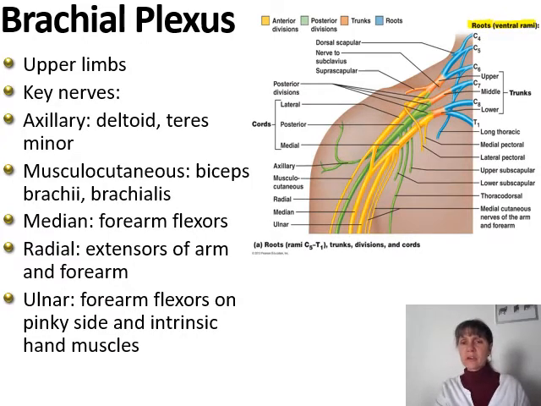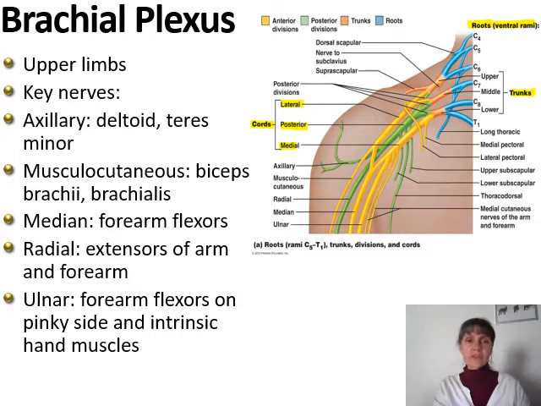These roots in blue will converge to form trunks. There's an upper trunk, a middle trunk, and a lower trunk that are illustrated in orange in this picture. The trunks will divide into anterior and posterior divisions. The anterior and posterior divisions further divide into lateral, medial, and posterior cords. The lateral, medial, and posterior cords divide into branches, which become specific nerves.